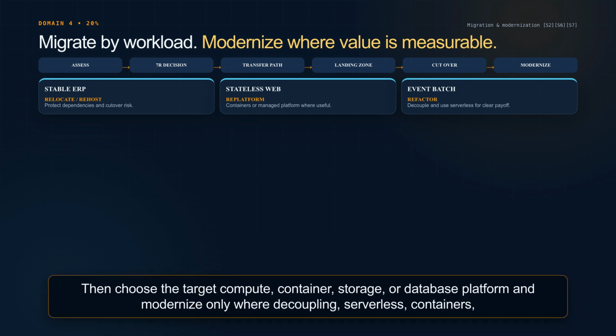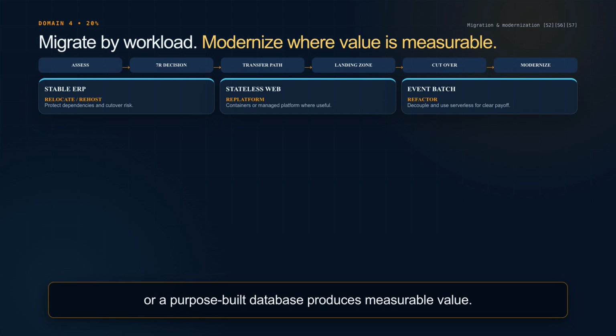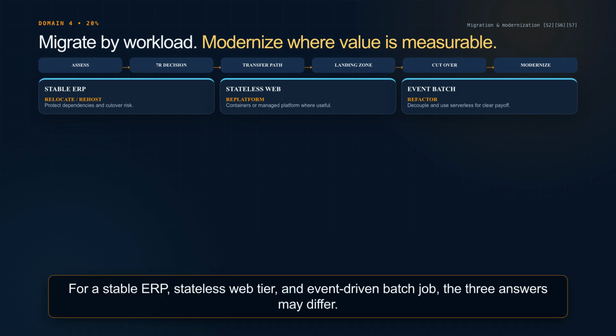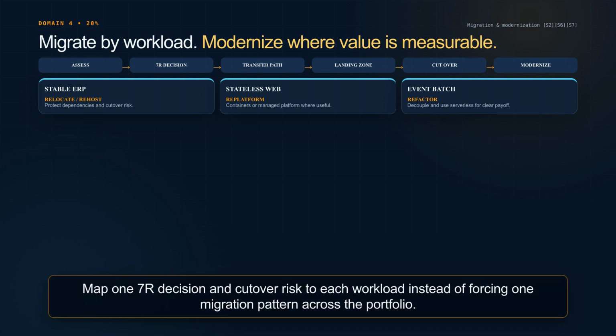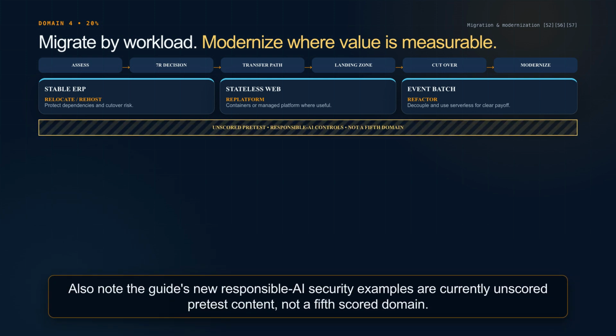Then choose the target compute, container, storage, or database platform and modernize only where decoupling, serverless, containers, or a purpose-built database produces measurable value. For a stable ERP, stateless web tier, and event-driven batch job, the 3 answers may differ. Map one of the 7 Rs, owner decision, and cutover risk to each workload instead of forcing one migration pattern across the portfolio. Also note the guide's new responsible AI security examples are currently unscored pretest content, not a 5th scored domain.